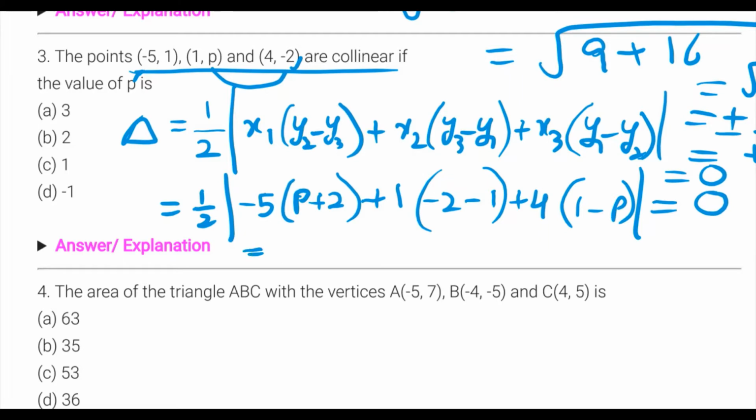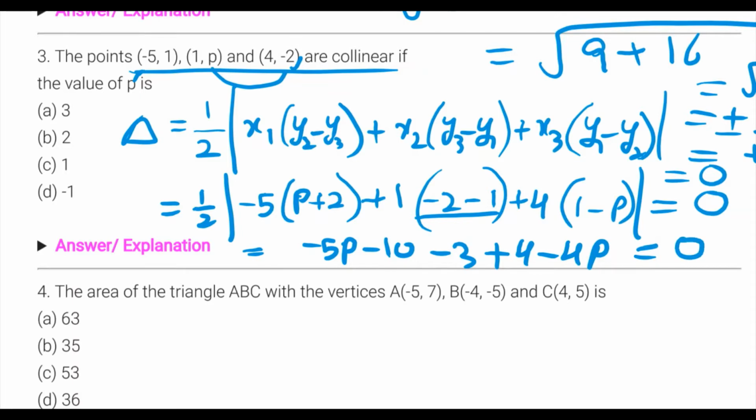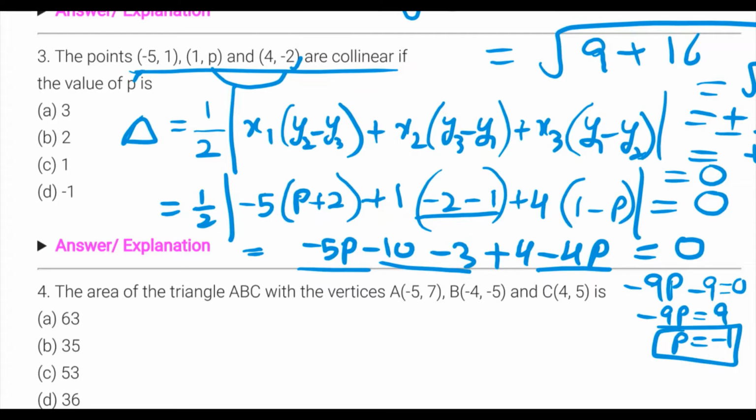So you can send this half to the right hand side, it becomes 0. Minus 5P minus 10, this is minus 2 minus 1, which is minus 3 into 1 is minus 3, plus 4 into 1 is 4, minus 4P, should be equal to 0. Minus 5P minus 4P is minus 9P, minus 10 minus 4 is minus 14, minus 13 plus 4 is minus 9 equals 0. So minus 9P equals 9, P equals minus 1. So the value of P equals minus 1.